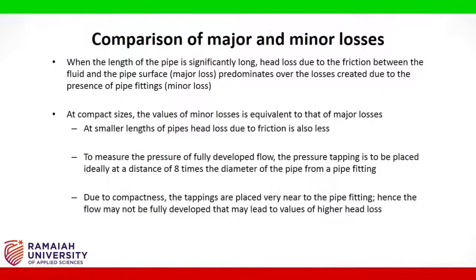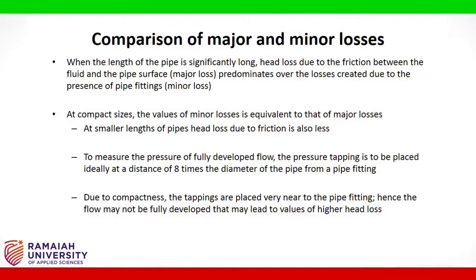When the length of the pipe is significantly long, head loss due to the friction between the fluid and the pipe surface, that is, major loss, predominates over the losses created due to the presence of pipe fittings. At Ramaiah University of Applied Sciences Laboratory, the experimental setup is of a compact size. The values of minor losses are equivalent to that of major losses. This is because at smaller lengths of pipes, head loss due to friction is also less.